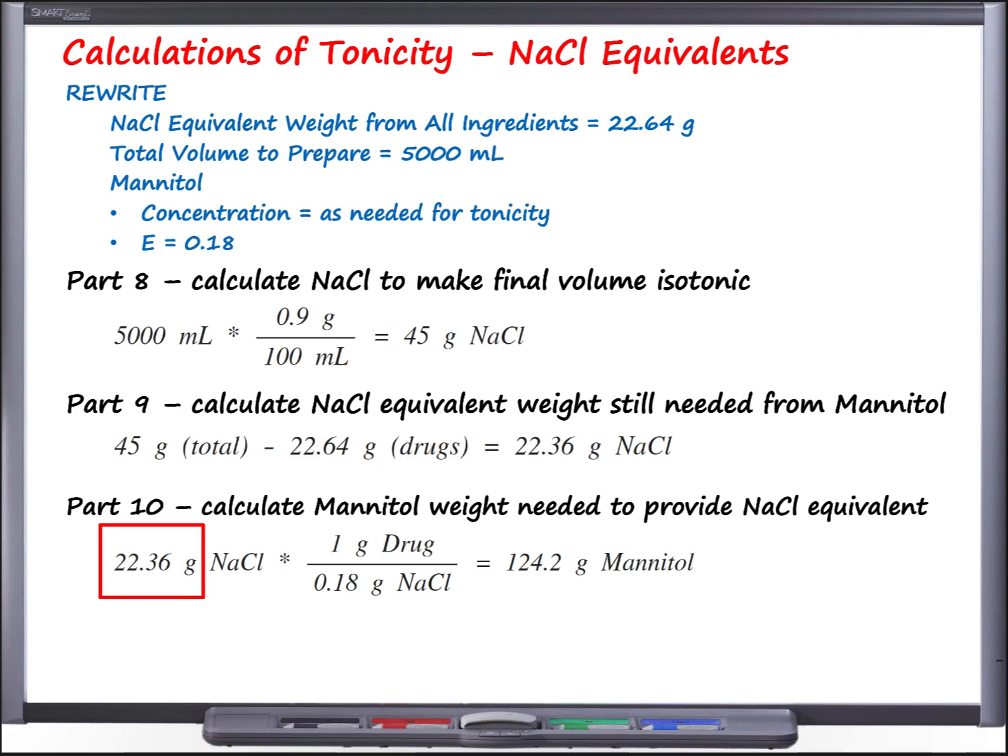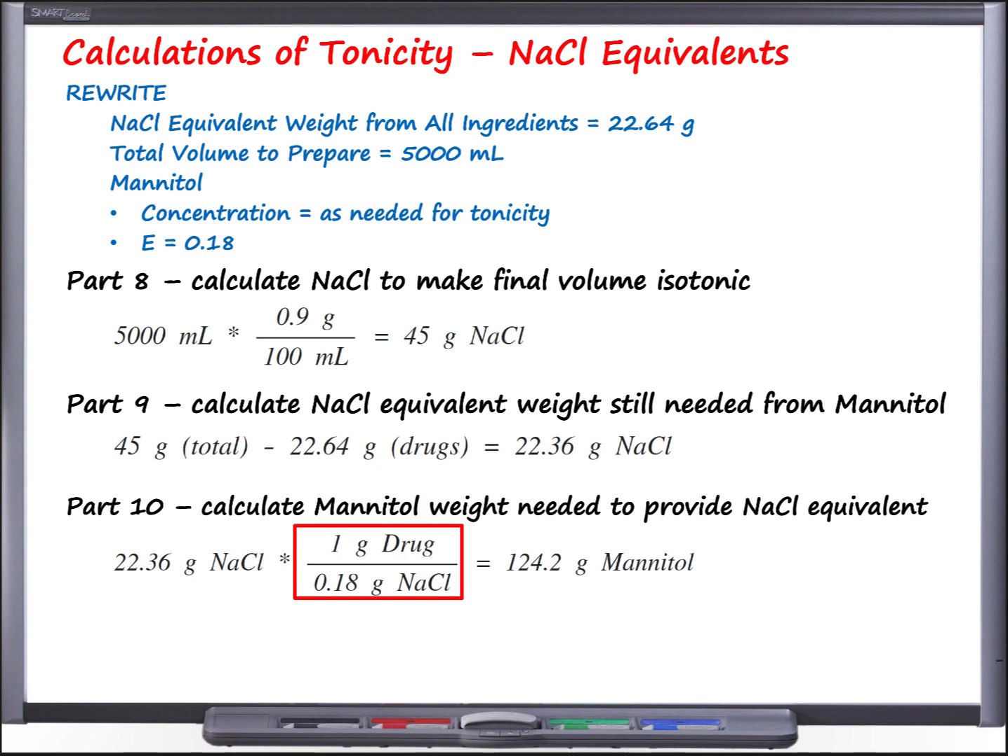So let's just set it up so you understand why. We need 22.36 grams of sodium chloride. We're going to multiply this by the E value expressed as 1 gram of drug divided by 0.18 grams of sodium chloride. So we're expressing the E value in this way so that you can see that the units of grams of sodium chloride cancel. And by multiplying across like this, we are essentially going to get grams of drug.